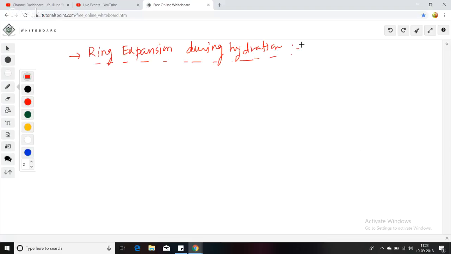So in this, what happens? There are certain strained rings. Strained ring means what? We have angle strain over there, like cyclopropyl, cyclobutyl. In the case of cyclopropyl and cyclobutyl, ring expansion takes place during dehydration. So in the case of certain strained rings, strained means angle strain will be there.